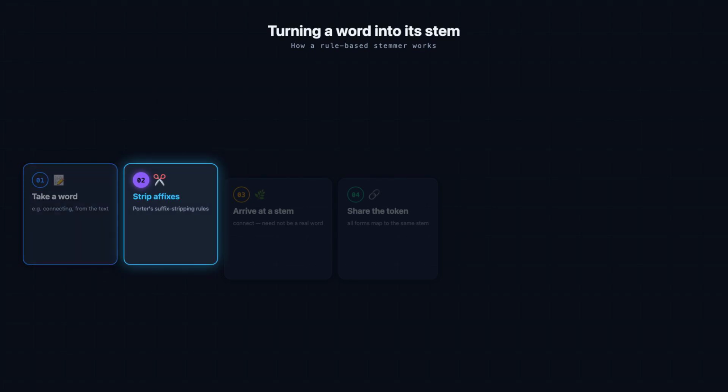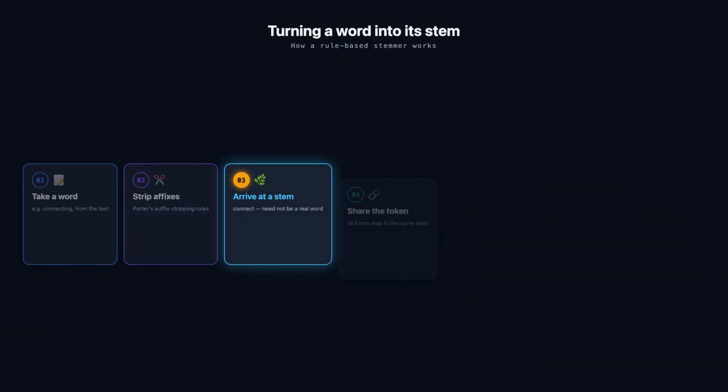Next, it strips common prefixes and suffixes using a fixed set of rules. The most famous stemmer, the Porter stemmer, is really just a long series of these suffix stripping steps applied in order. Off comes the ing, and off come other familiar endings, one rule at a time until nothing else applies. Then you arrive at a shared stem, in this case connect.